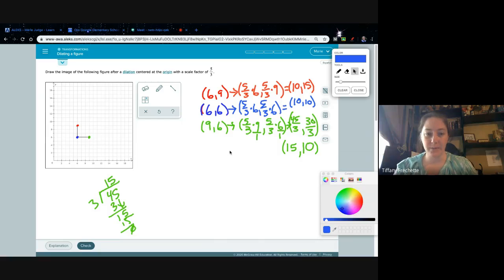All right, so I'm going to come over here, and I have to grab my pencil tool. My first coordinate is, I'm going to go right 10, up 15. Boom. And then my second one, I'm going to go right 10, up 10. Boom. All right, the last one here, I'm going to go right 15 and up 10.